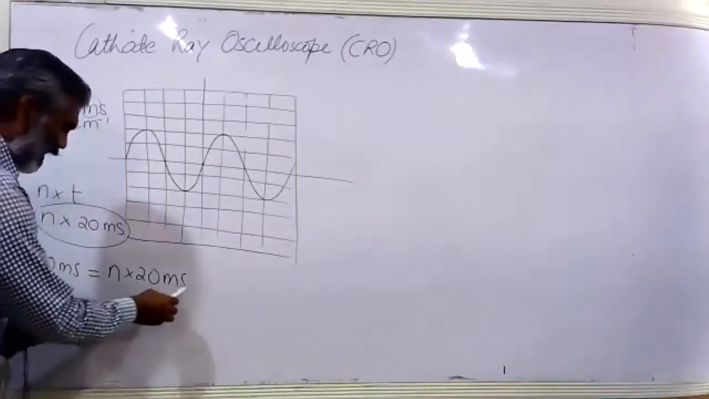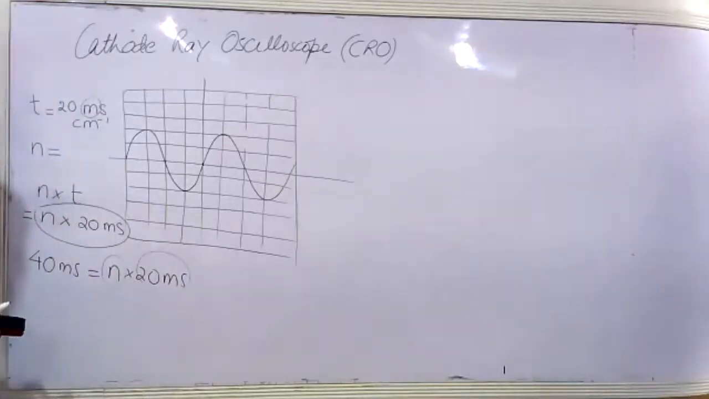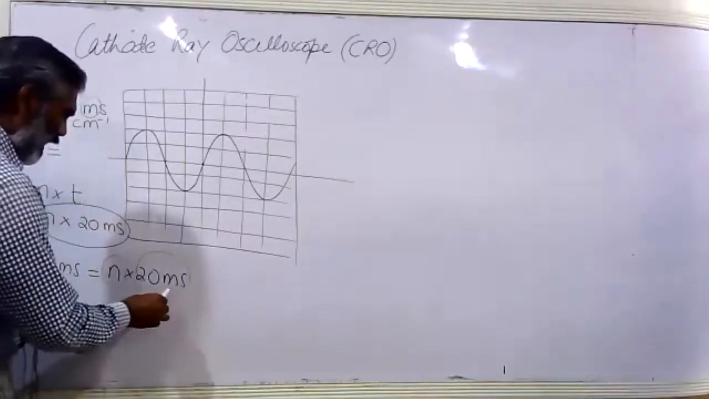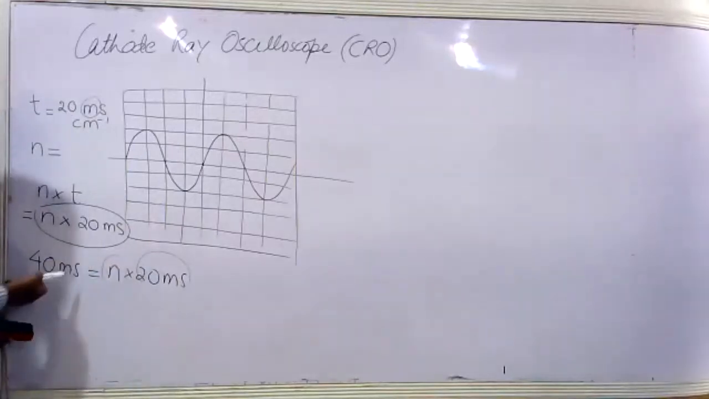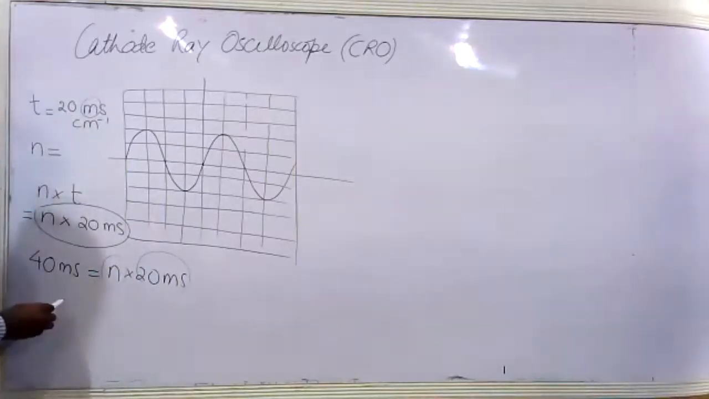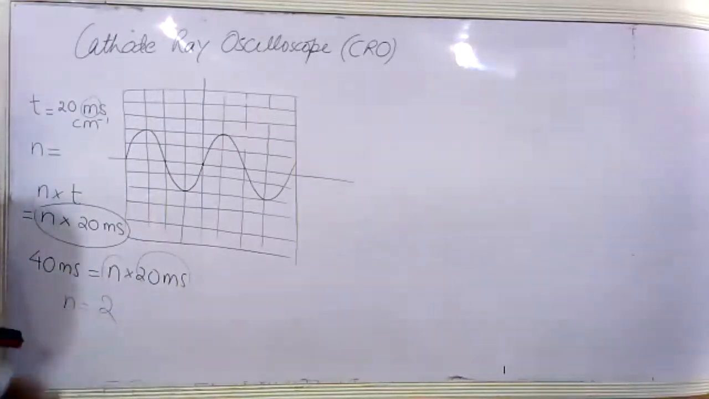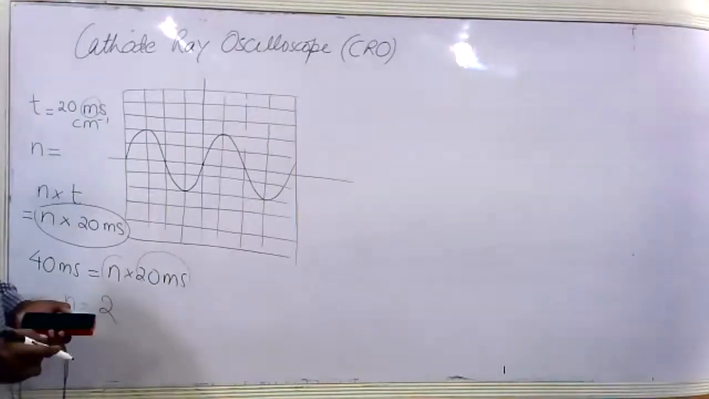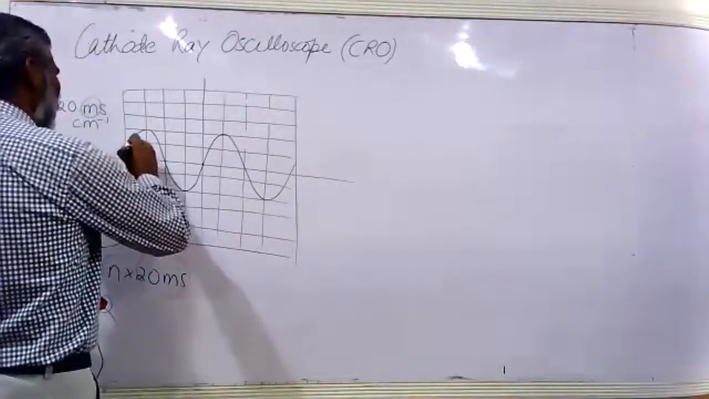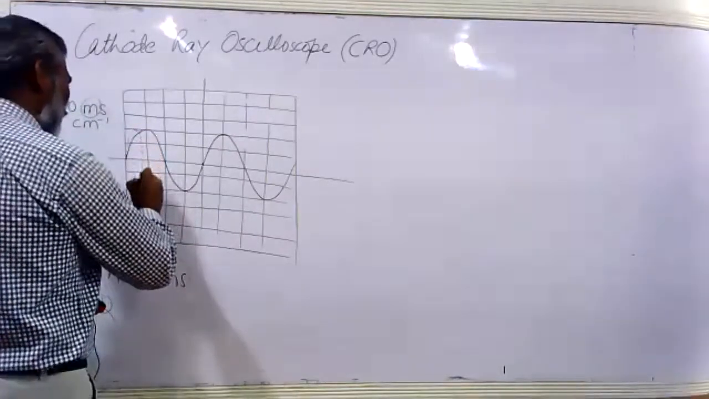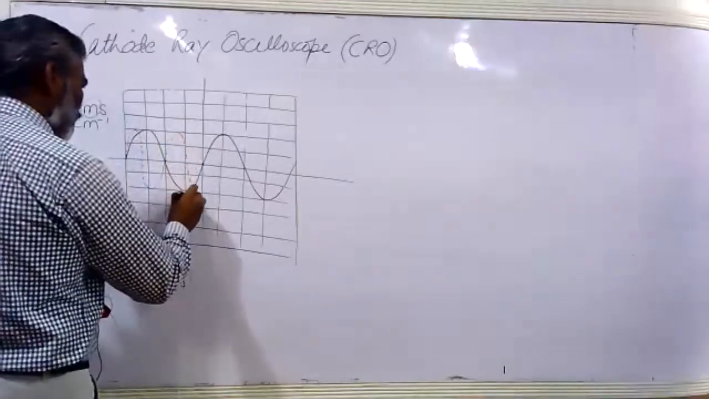Yes, the time-base setting has changed now, and as a result, this n must change. That means if 20 is a larger value now, n must be smaller, because the product will be the same as before. So that clearly means n will be 2 now, because 40 divided by 20 will be 2. So what will the trace look like now? The trace will be such that it completes itself in only 2 boxes. So this is how the trace looks like.